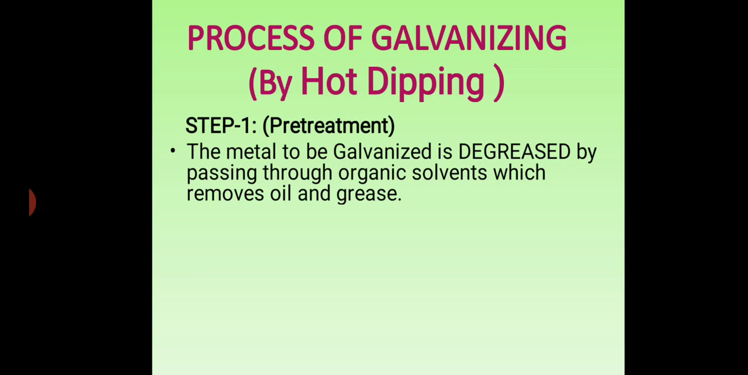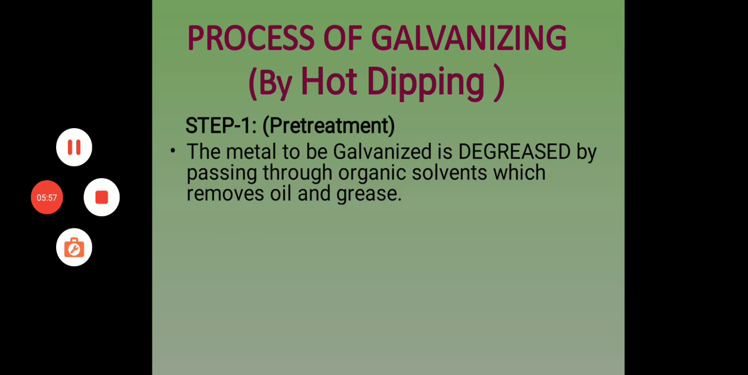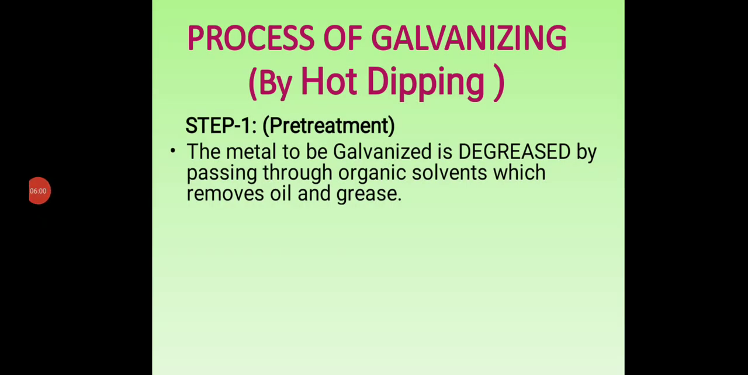Okay, now let us just move towards the process of galvanizing. Now process of galvanizing by hot dipping. Step by step we'll understand it. First step is pre-treatment or preliminary treatment. What are those? Let us just see. The metal to be galvanized is degreased by passing through organic solvents which removes oil and grease. So first step is degreasing.